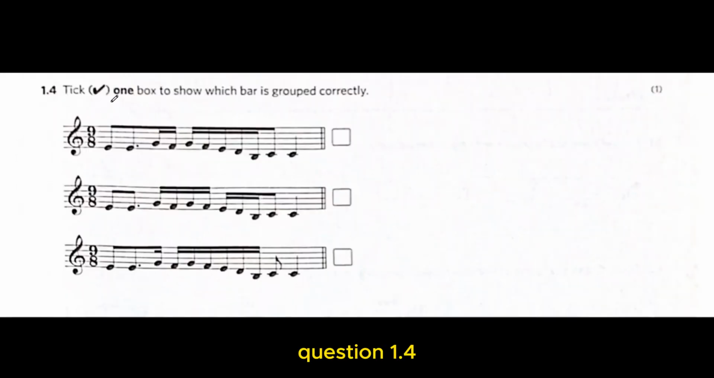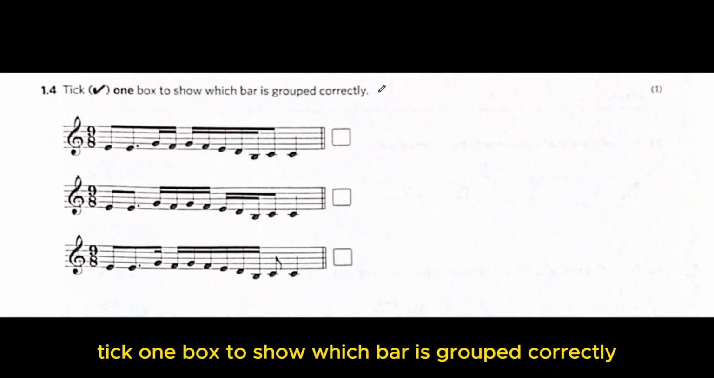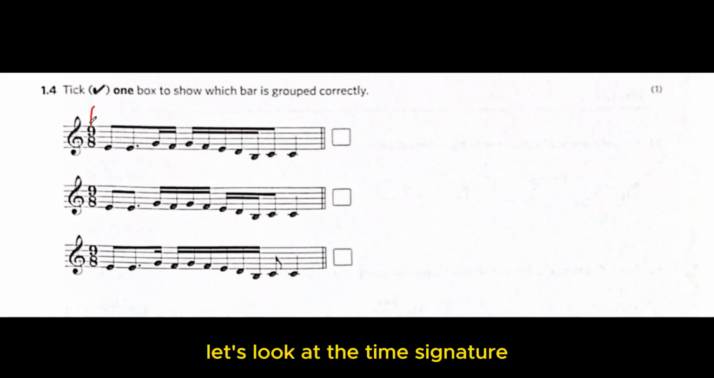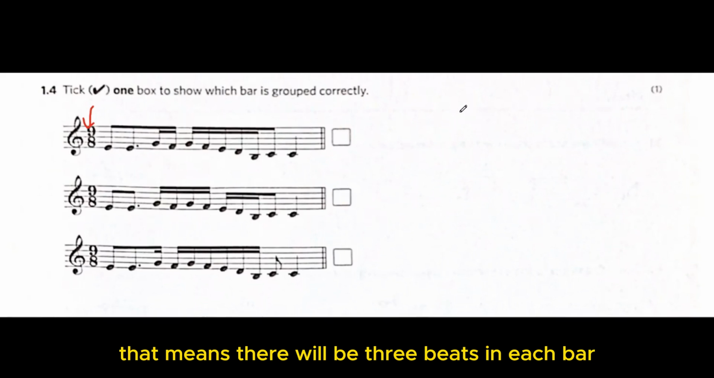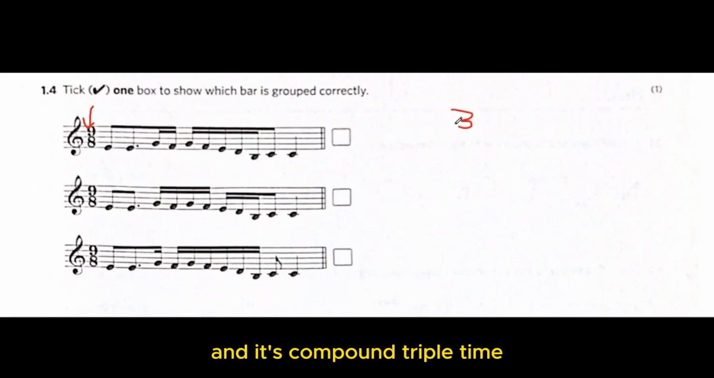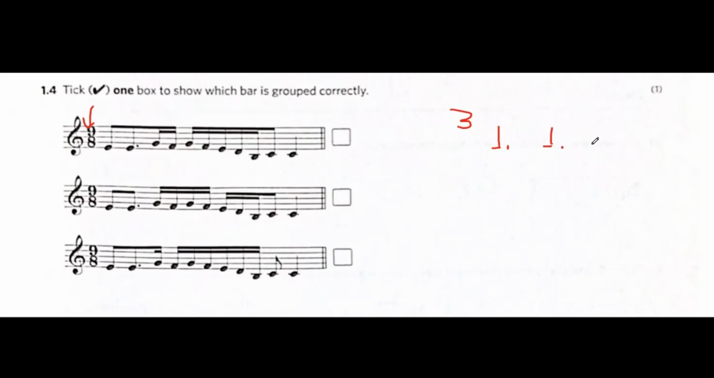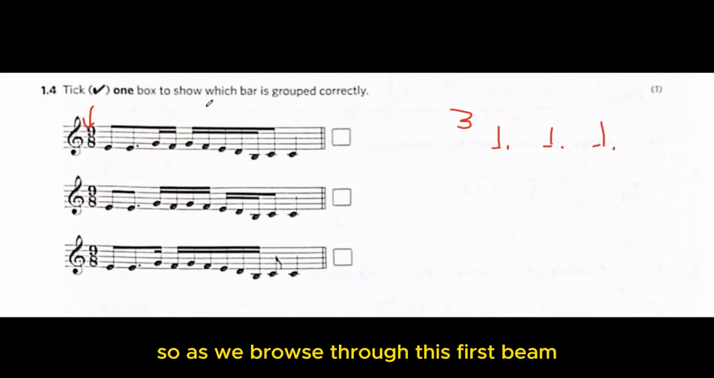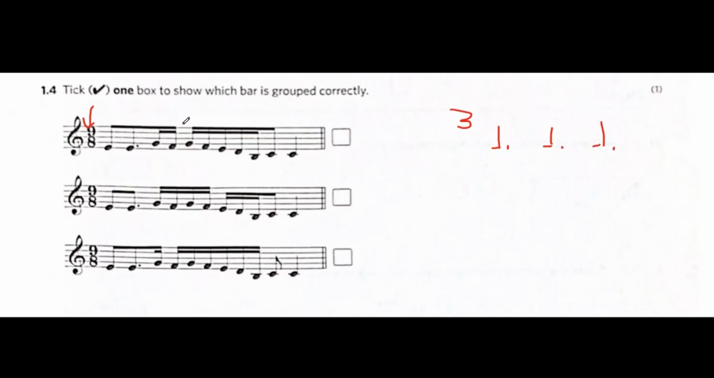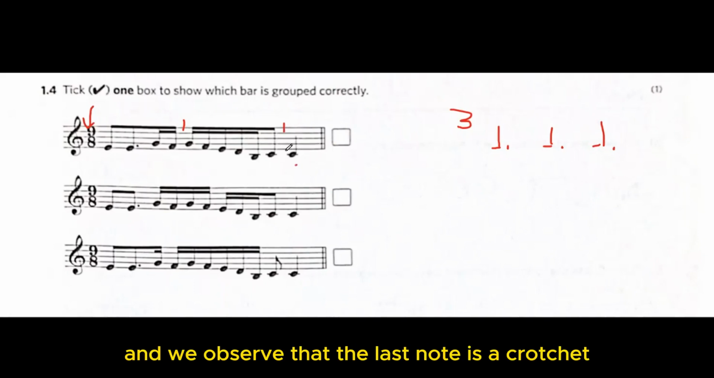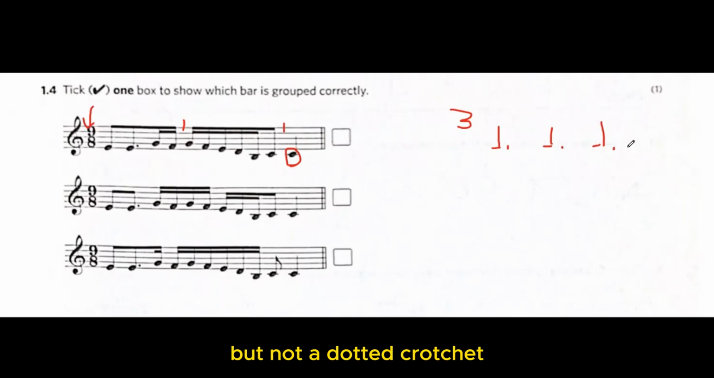Question 1.4. Tick one box to show which bar is grouped correctly. Let's look at the time signature. It's 9/8 time. That means there will be 3 beats in each bar, and it's compound triple time. Each beat should be a dotted crotchet. As we browse through this first beam, we put a slight break here, and we observe that the last note is a crotchet, but not a dotted crotchet. So probably this is not correct.